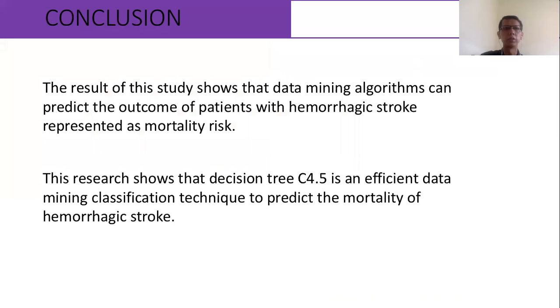In conclusion, the result of this study shows that data mining algorithms can predict the outcome of patients with hemorrhagic stroke, represented as mortality risk. And this research shows that C4.5 is an efficient data mining classification technique to predict the mortality of hemorrhagic stroke.